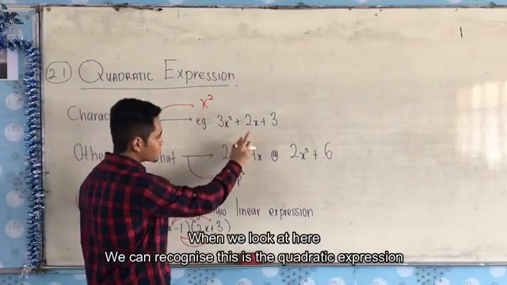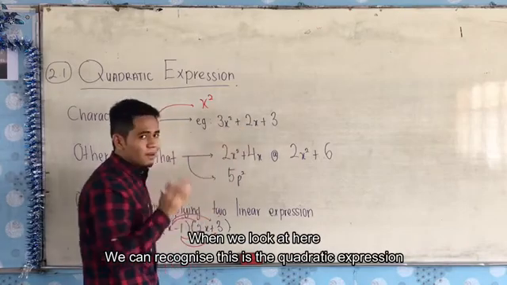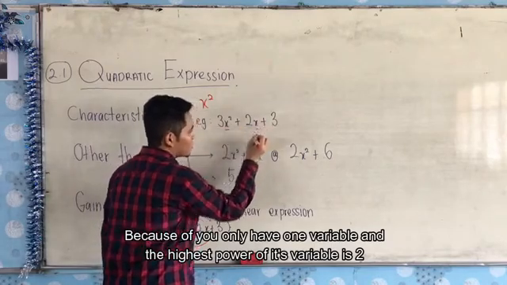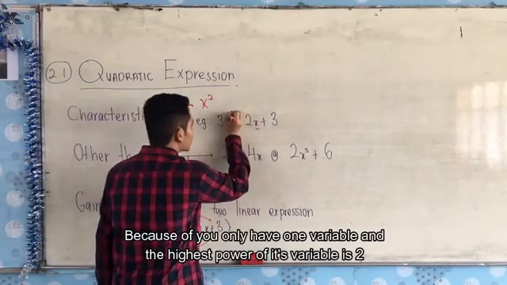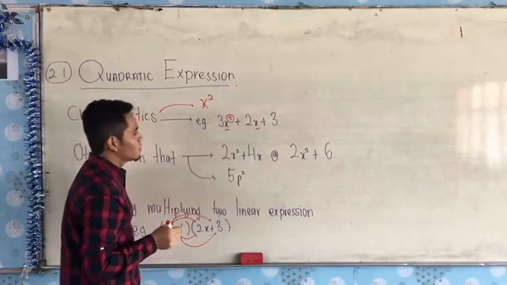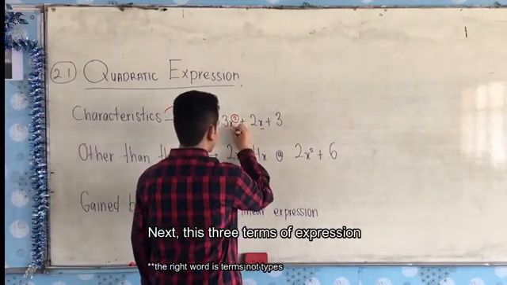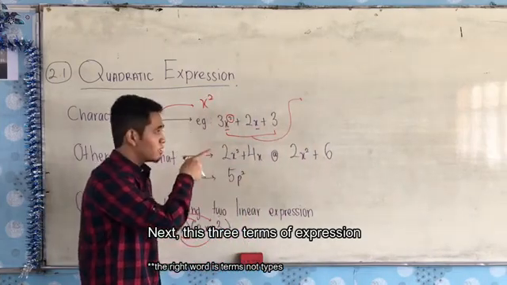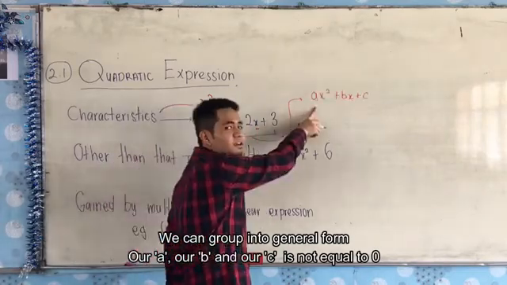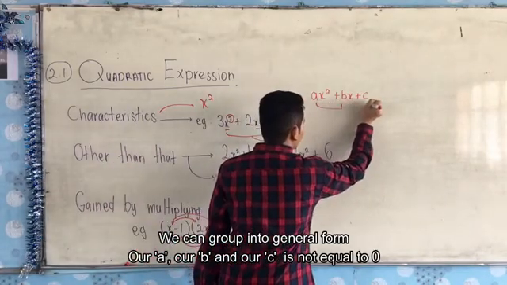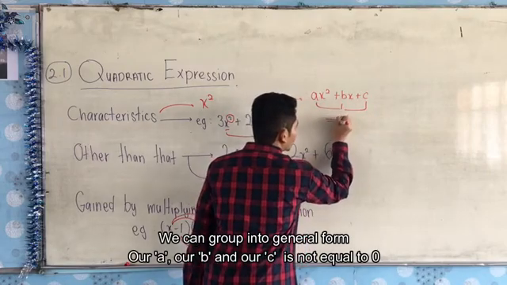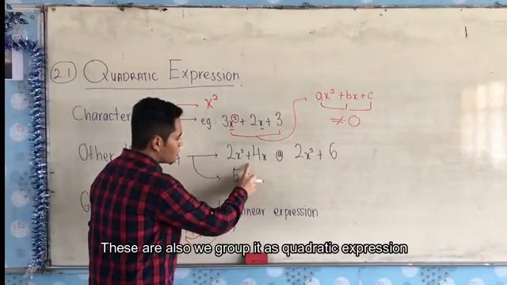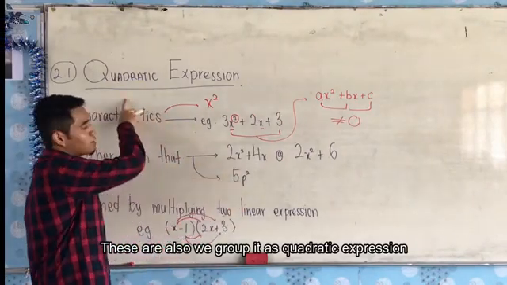When we look at here, we can recognize this is a quadratic expression because we only have one variable and the highest power of this variable is 2. Next, these three types of expression we can group into the general form, where our a, our b, and our c, with a not equal to 0. Next, other than that, these are also grouped as quadratic expressions.